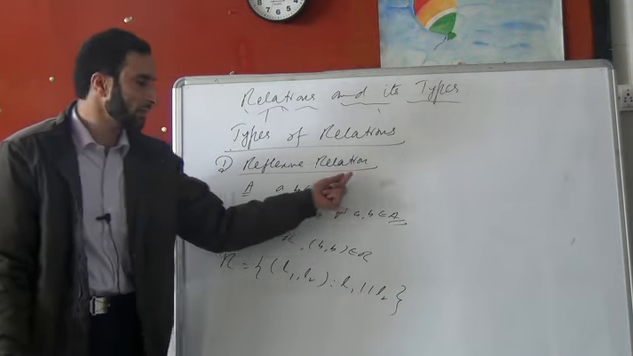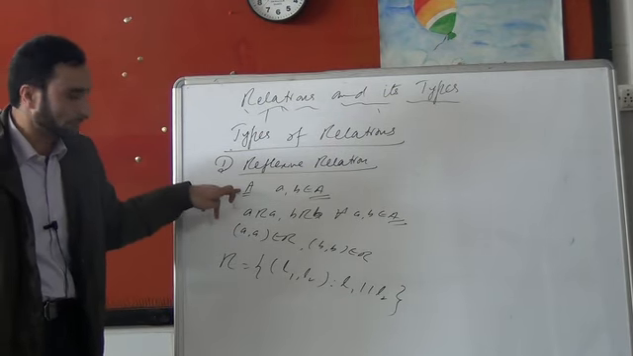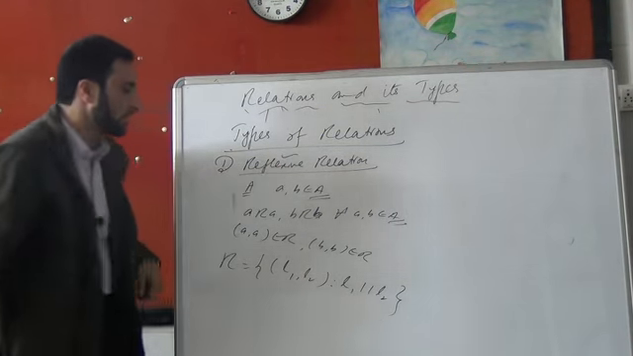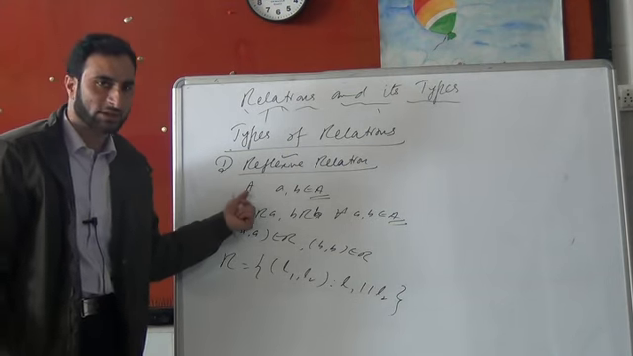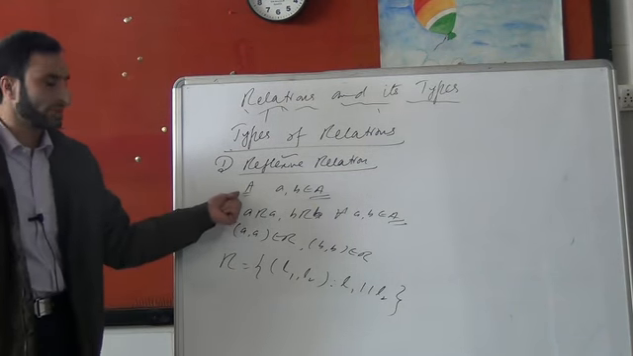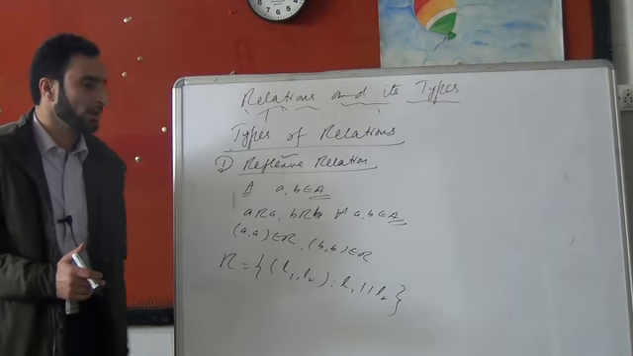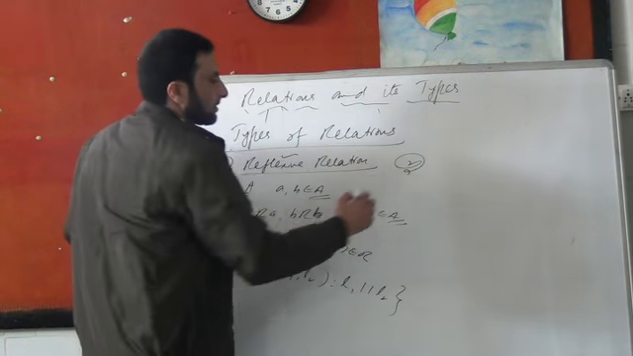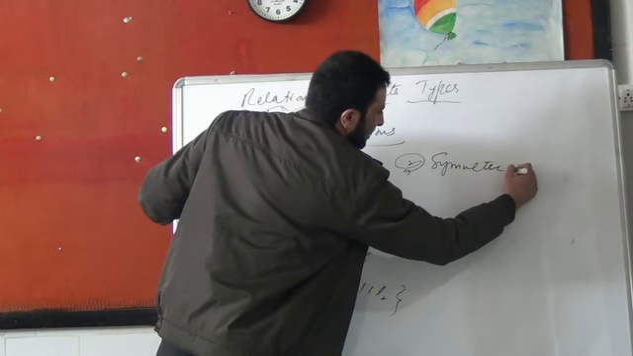So dear students, what is a reflexive relation? A relation R on a non-empty set A is said to be a reflexive relation if and only if every element of set A is related to itself, or every element of set A has a relation with itself. So we call the relation the reflexive relation. Then you have the second type, that is symmetric relation.